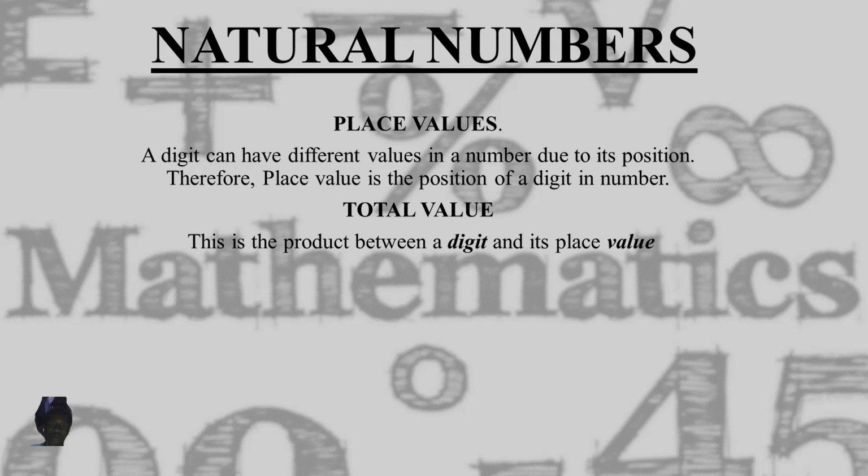Natural numbers, what are natural numbers? In natural numbers, we have place values and total values. Place value: a digit can have different values in a number due to its position. Therefore, place value is the position of a digit in a number. Total value is the product of the digit and its place value.